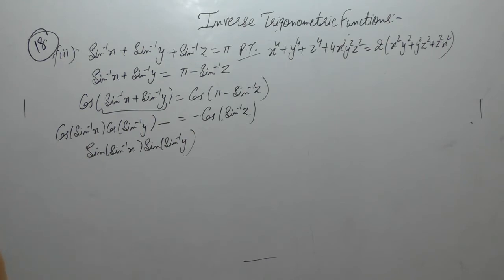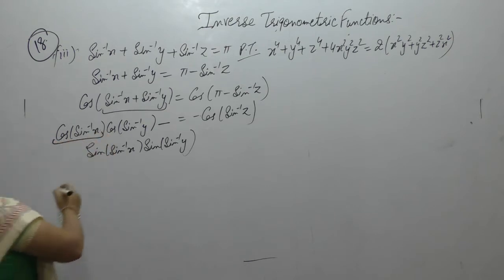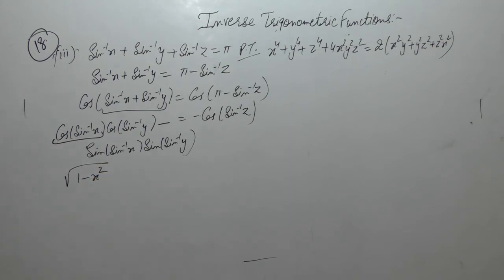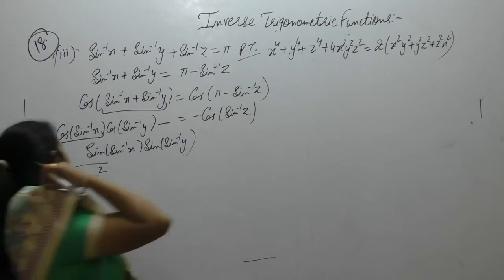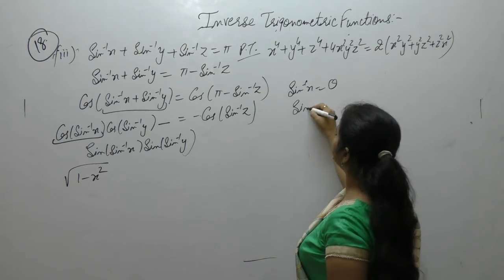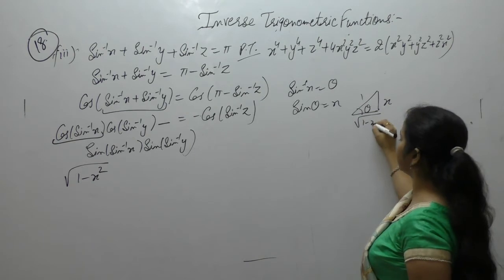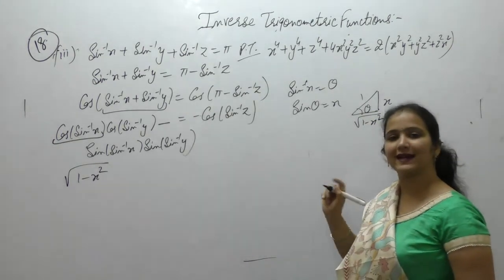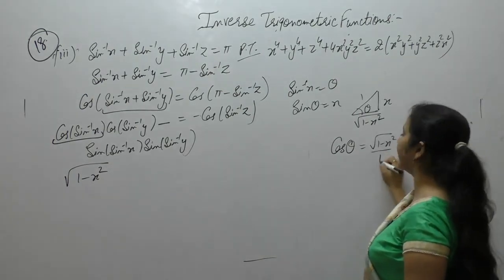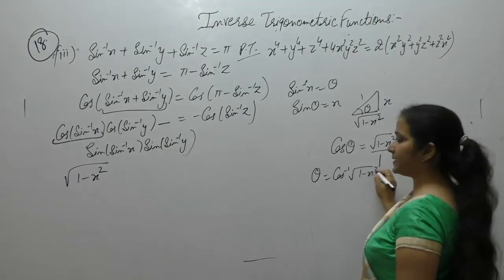Clear? Here we have applied the formula cos of a plus b, cos a cos b minus sin a sin b. Now cos of sine inverse x is equal to square root of 1 minus x square. How? If we put sine inverse x as theta, it means sine theta is x. Sine theta is x, base is square root of 1 minus x square. Cos theta is base upon hypotenuse.